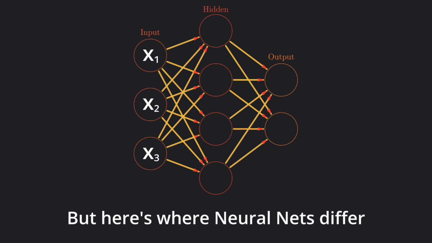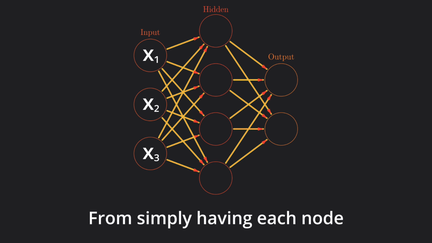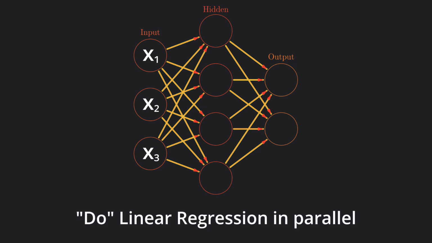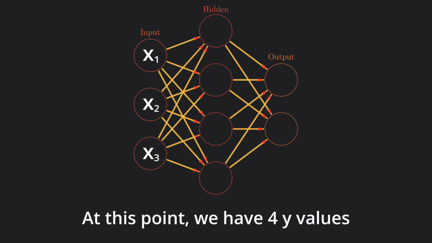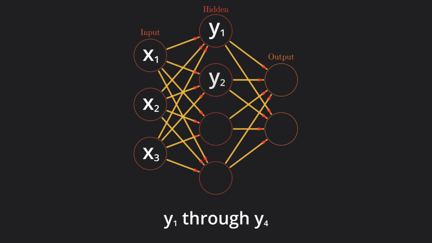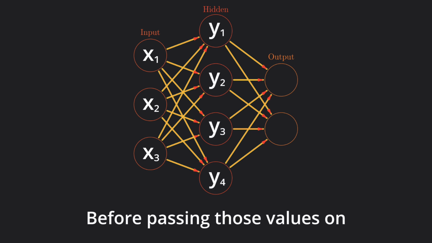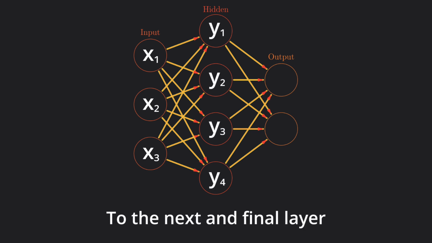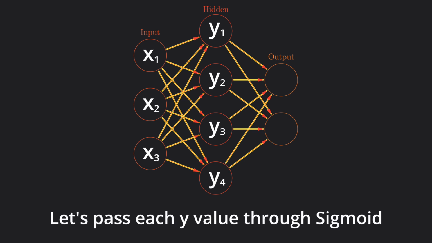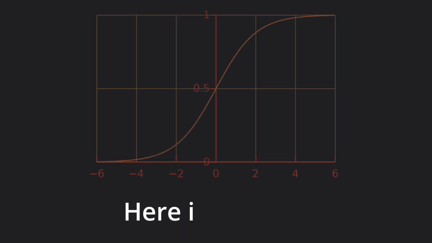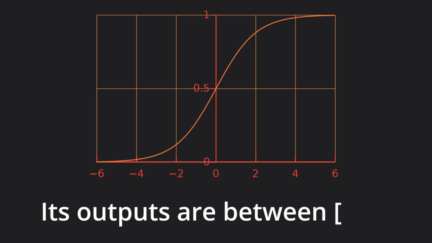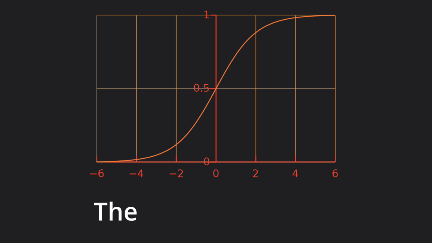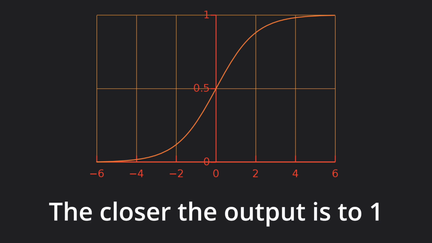But here's where neural networks differ from simply having each node do linear regression in parallel. At this point, we have 4 y values, y1 through y4. And before passing those values on to the next and final layer, let's pass each y value through the sigmoid function. Here it is again. Its outputs are always between 0 and 1. The larger the input, the closer the output is to 1.